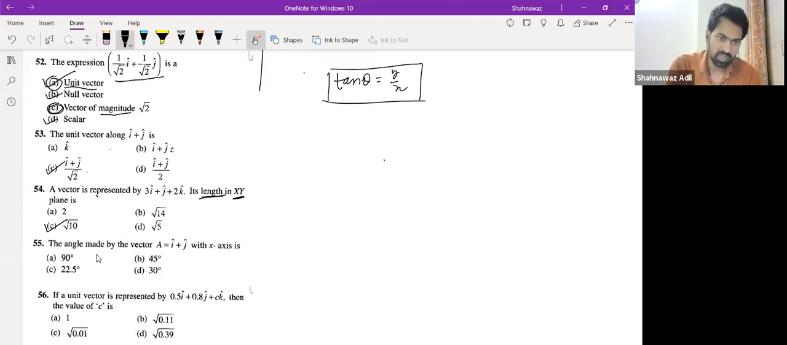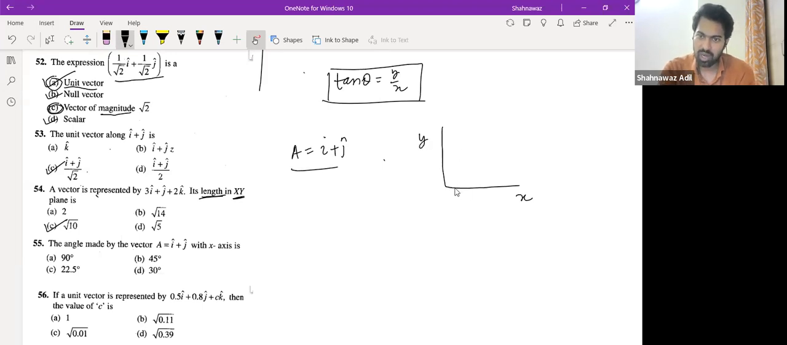Right, so we have the same question here. We have a vector A, which is i plus j. If I draw this in the coordinate system, this is in the xy plane. This is 1 and this is 1, right, guys? This is the x-axis and this is the vector A. So vector A is making an angle theta with the x-axis. What would this theta be?